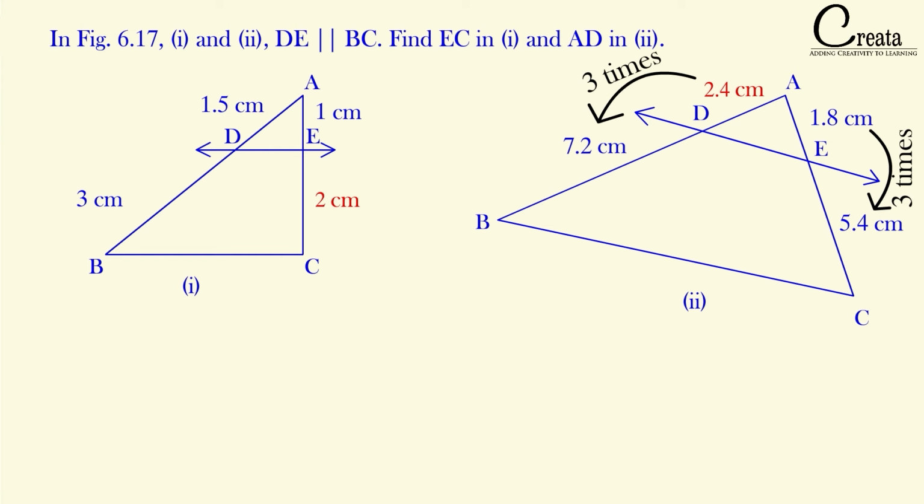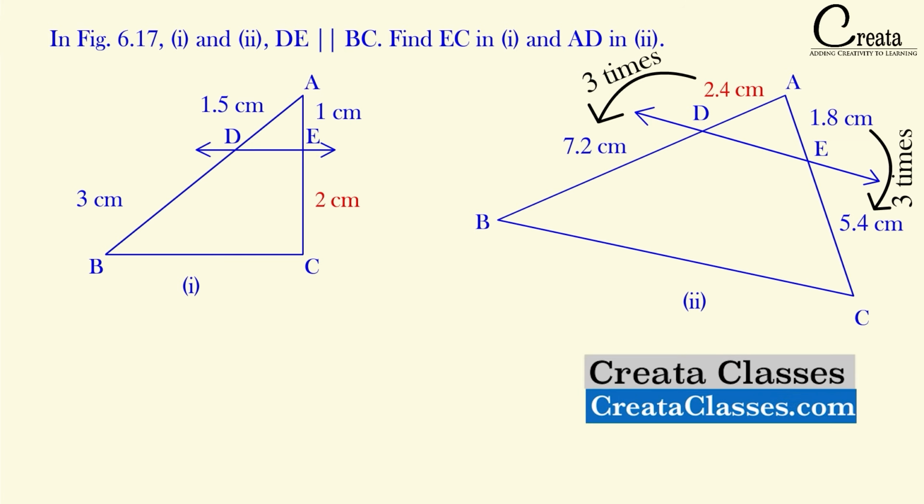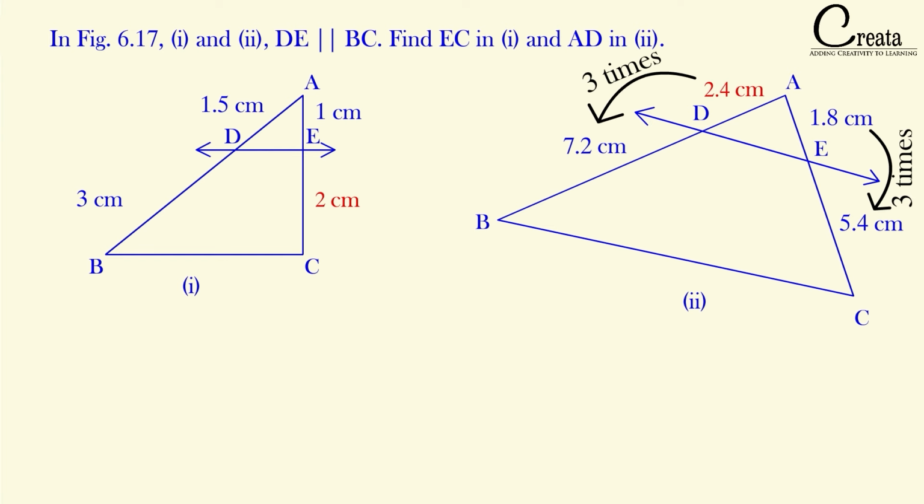So here also AD will be 1/3 of DB, which is given as 7.2. So what is 1/3 of 7.2? It is 2.4 cm. So here the ratio is 1:3. The topmost portion is 1 and the bottom portion is 3 times of the topmost portion.